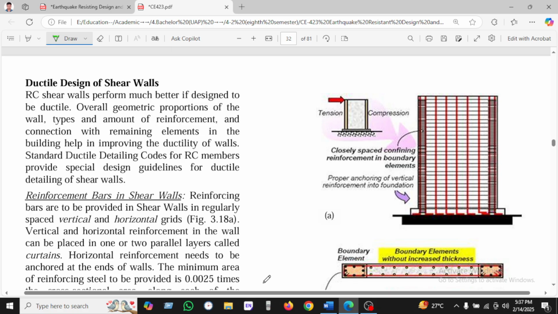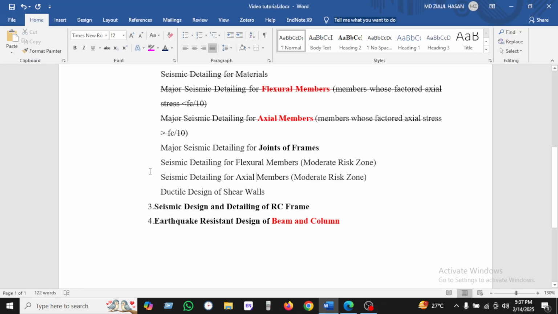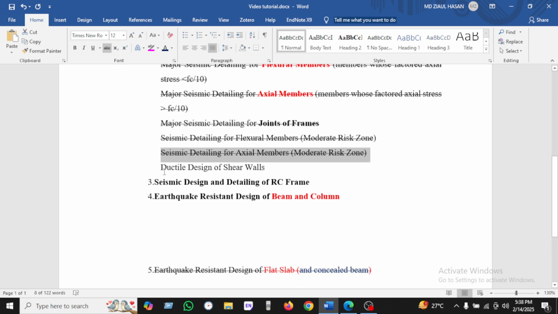So let's see another. This is the seismic detailing for the joint of the frame. It is completed, and seismic detailing for flexural members in the moderate zone is completed, and seismic detailing for axial members in the moderate zone is also completed. Now we'll see the ductility design of shear wall.